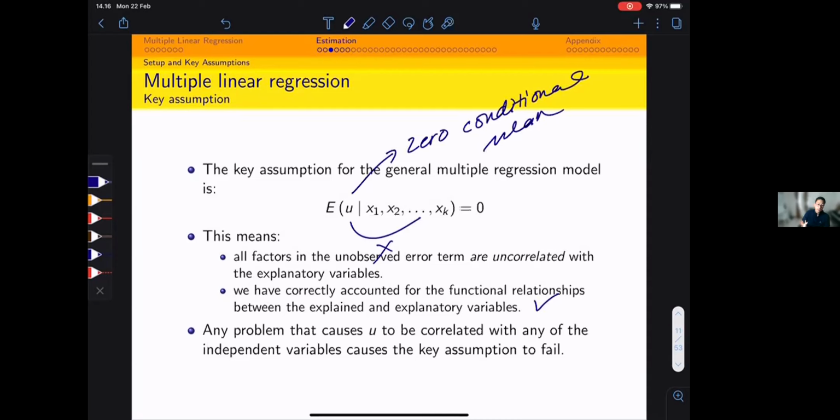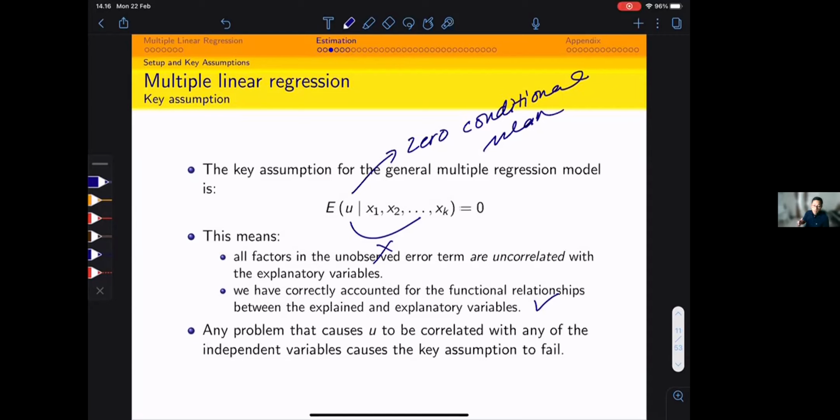So for example, in the simple linear regression model, you can only regress, say, labor market wage on experience. Now in the multiple linear regression model, you can regress labor market wage on experience, the square of experience, experience to the power of 3, experience to the power of 4. And so multiple linear regression allows us to identify more flexible functional relationships between labor market wage and years of working experience in the labor market. Now, with the same concepts that we saw in the zero conditional mean assumption for the simple regression model, any problem that causes the unobservable to be correlated with any of the independent variables will cause the key assumption to fail, okay? So that's the idea.